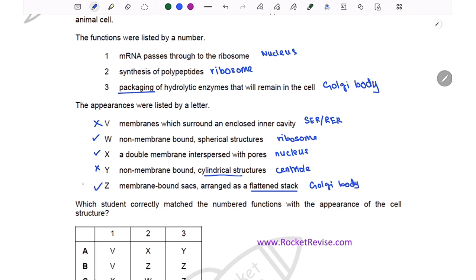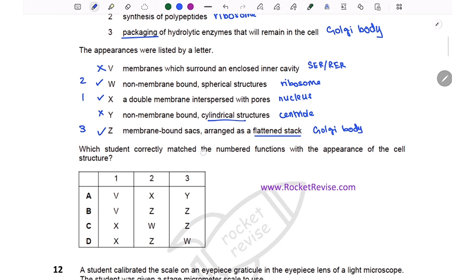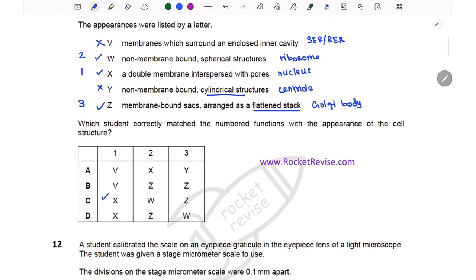So let's just put the correct number next to it. Golgi body is 3. Nucleus is X, is 1, and this is 2. So you have 1 being X, 2 is W, and C is our answer.